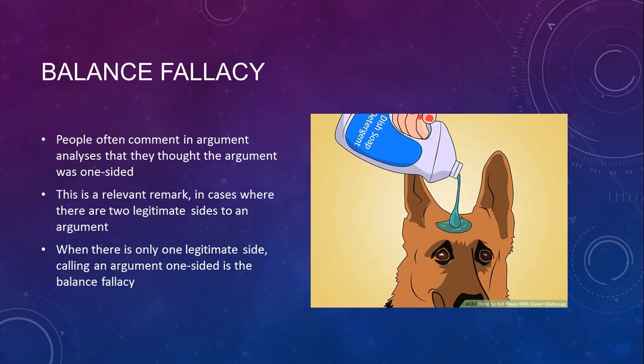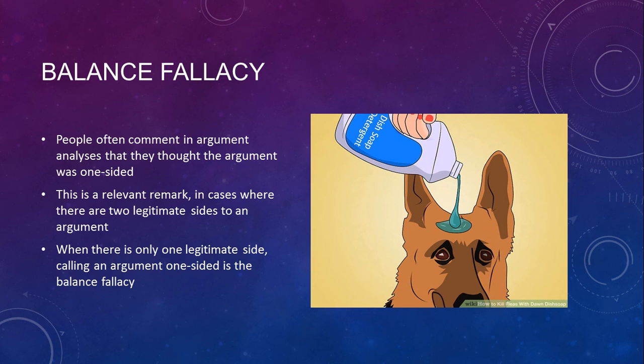This picture is my favorite picture in the course, by the way. It's a dog getting dish soap poured on its head. So imagine a 6-year-old pouring dish soap on the dog, and the mom comes up and says, "Don't pour dish soap on the dog, he doesn't like it." And the kid says, "Well, you presented one side of the case. What about the pro pouring dish soap on the dog argument? You've only given me the negative side. I think this is one-sided. Let's consider the issue from all sides. Maybe the dog does want dish soap poured on its head, right?"